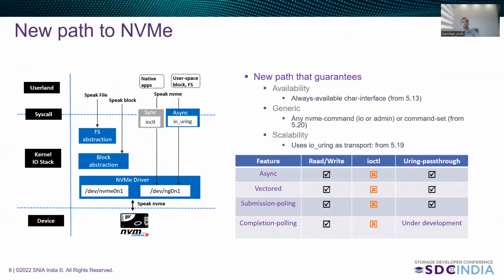While the availability problem is addressed by the generic char interface, we wouldn't want to be locked to ioctl for using this interface. So this new path connects the char interface to io_uring instead. The NVMe driver and io_uring collaborate to create this new pass-through, which made its way in 5.19. As we see in the picture, the path is devoid of block and FS abstractions.